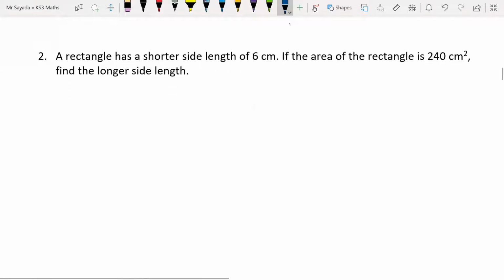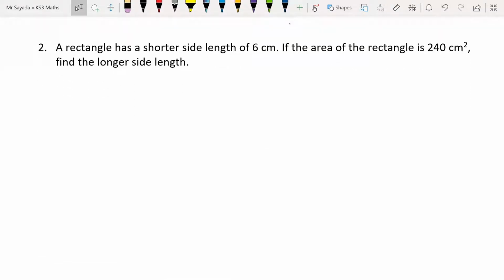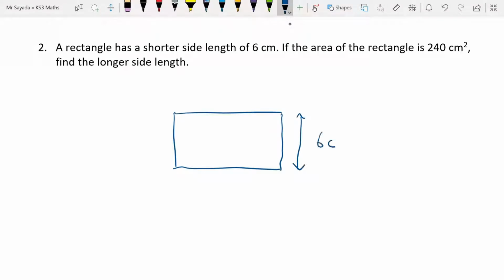The next question looks like this. A rectangle has a shorter side length of 6. If the area of the rectangle is 240, find the longer side length. So I'm just going to sketch that so you can see a picture of it. It's got a shorter side length of 6 centimeters and a longer side length that we don't know. So I'm going to call that X. And it's got an area of 240 centimeters squared. Now, if you haven't yet done this problem, pause the video now and have a go. Press play once you're ready.